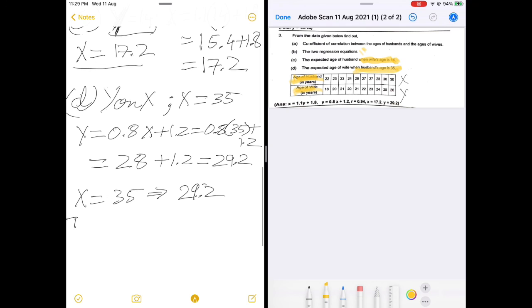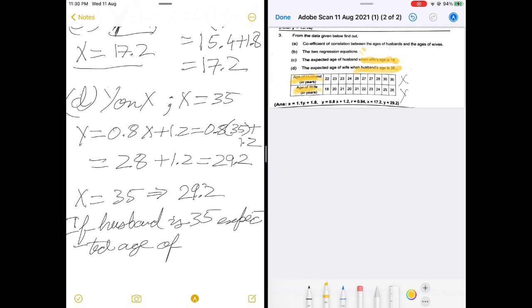Alright, so we have solved the answers here. Always write down the answer in a sentence form. So if the husband's age is 35, the expected age of the wife is equal to 29.2 years. Okay guys.